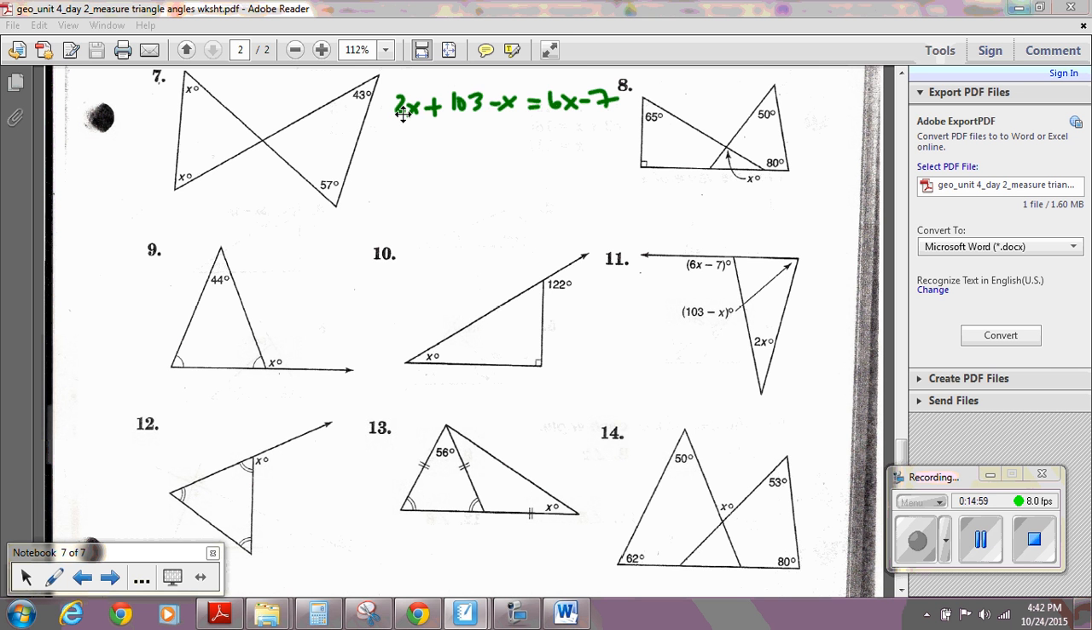All right, I can combine this 2x with that minus x and be left with just x plus 103 equals 6x minus 7. Then I would subtract x from both sides, so that would leave me with 103 equals 5x minus 7. Then I would add 7 to both sides, so that gives me 110 equals 5x. Then divide both sides by 5, and that would give me 52.